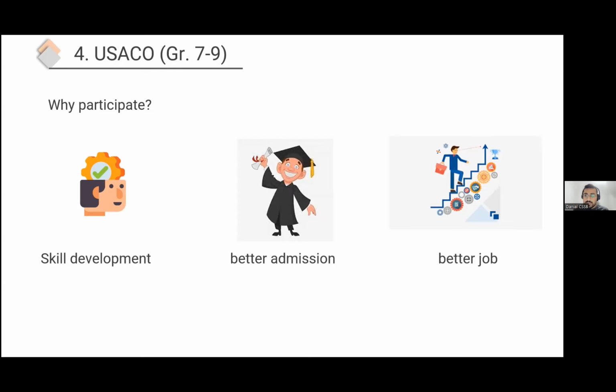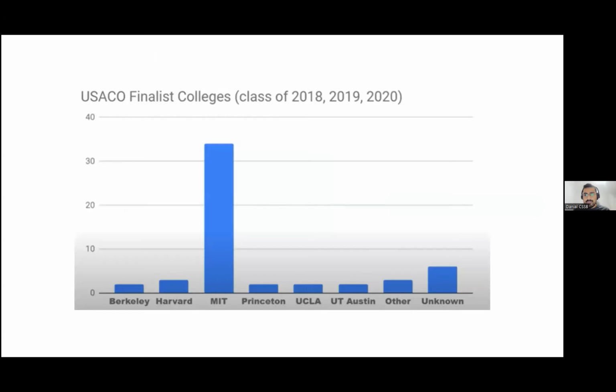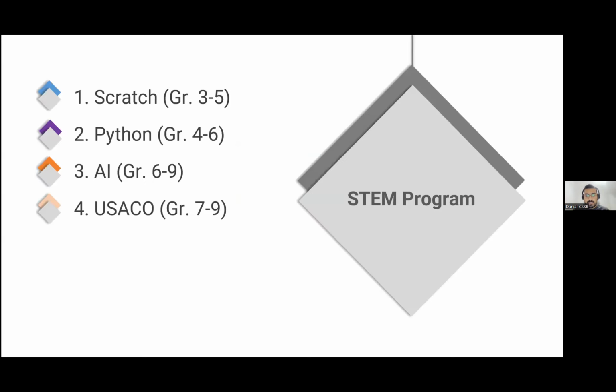And also, we're going to have better jobs. So this is a very abstract overview of what is happening here. The USACO finalist colleges from 2018 to 2020: you can see most of them went to MIT, Harvard, Berkeley, Princeton. And so this is a great advantage for those who want to tackle those universities, or are considering computing, engineering and computer science as their major, for those who are in high school.